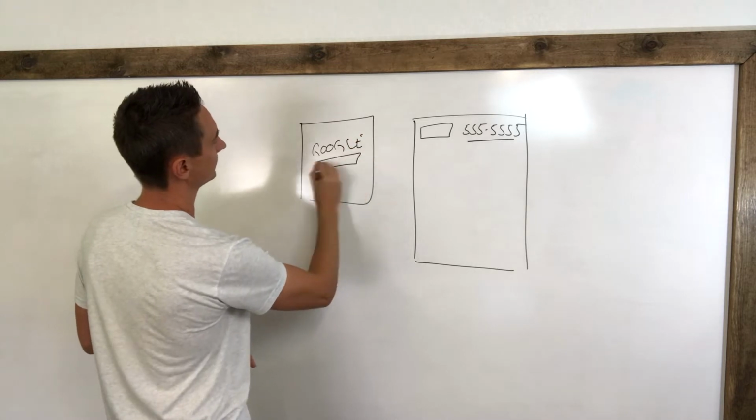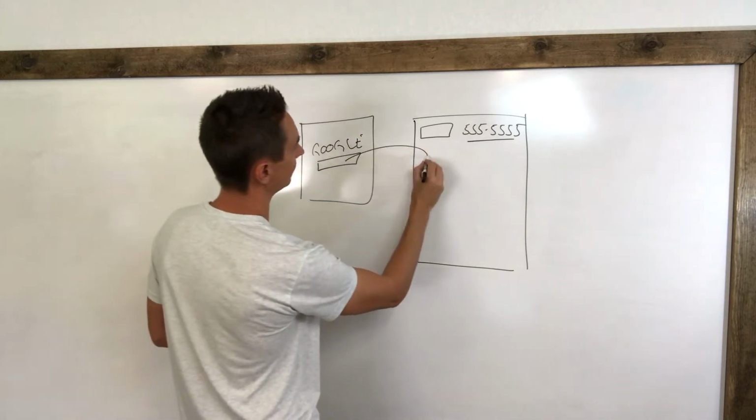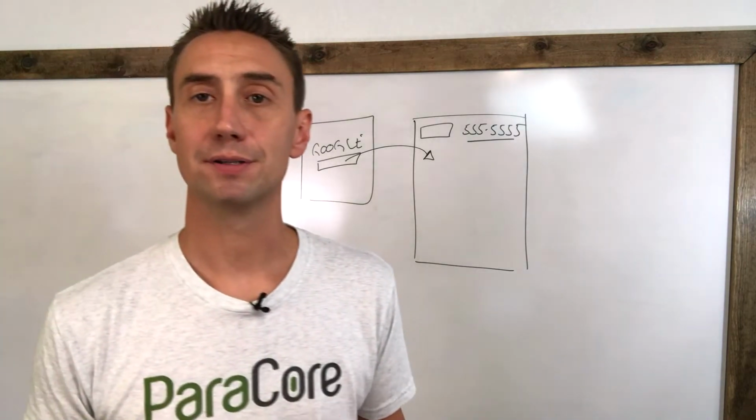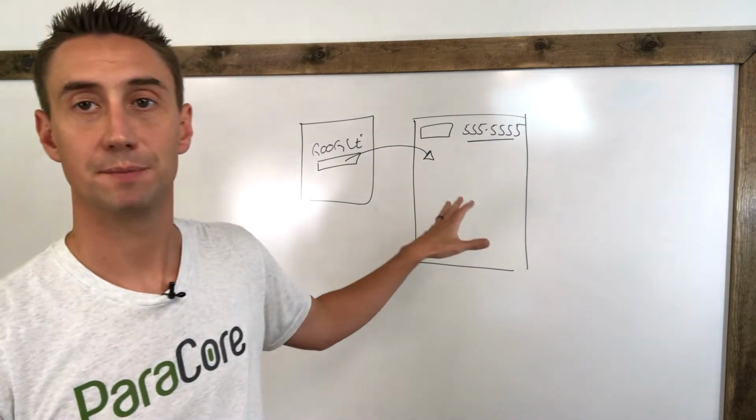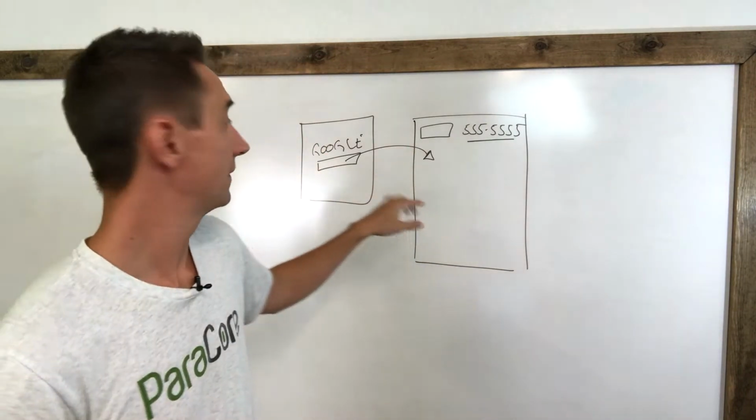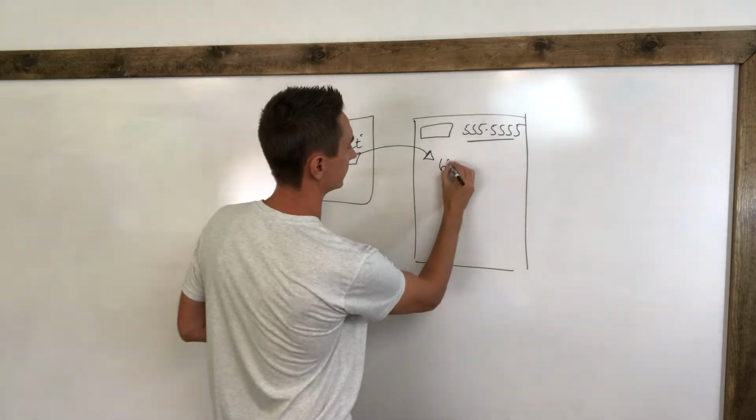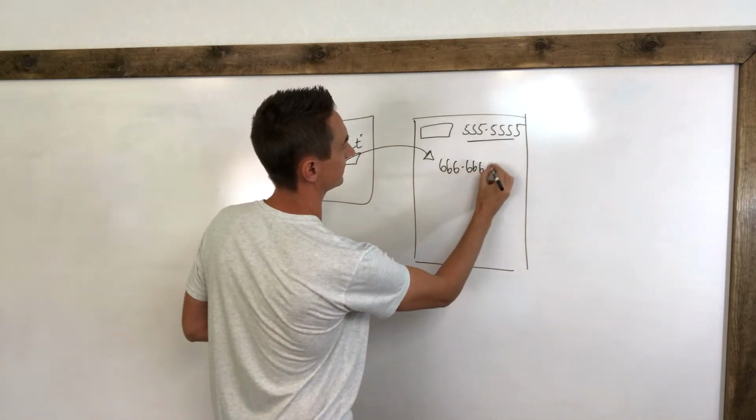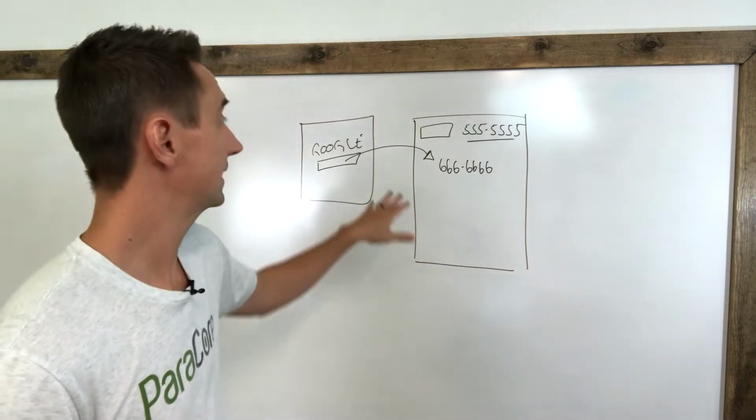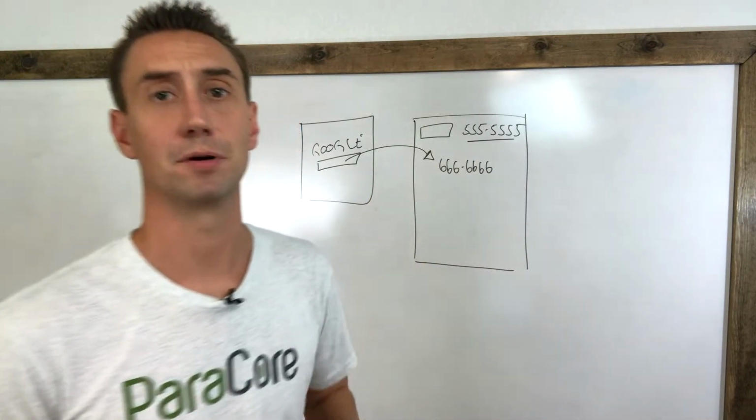All right, so someone does a search, they go to the website, and with the AdWords dynamic number insertion, you actually install a script on your website or on the landing page. And when someone comes from Google, they're then going to see 666-6666. Probably not the best sequence of numbers, but they're going to see a different phone number than the 555 number.